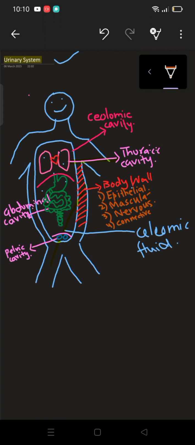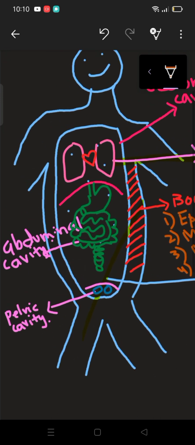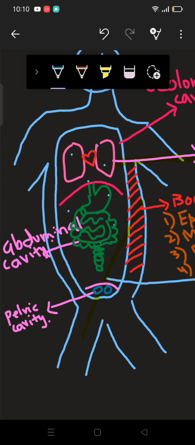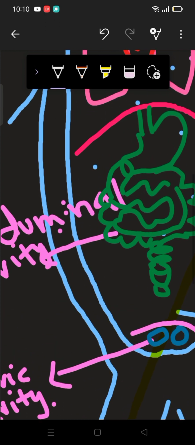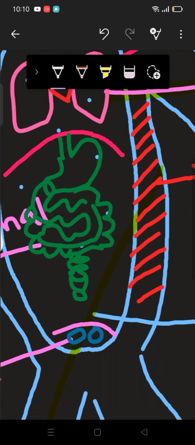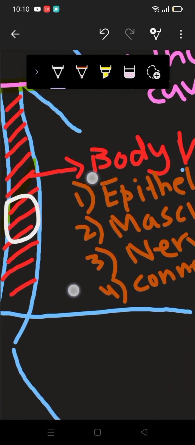Now we need to know where the kidneys are present. Kidneys would be present somewhere here. Let me make the structure of kidney here. I'm making it with the white color. One kidney would be here and the other kidney would be there. So this is basically kidney.